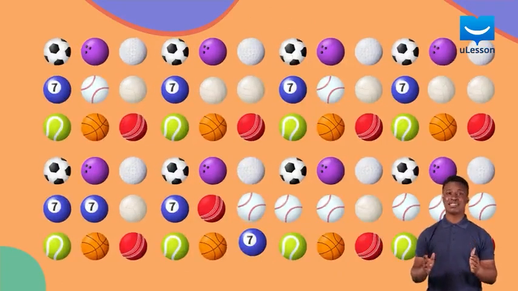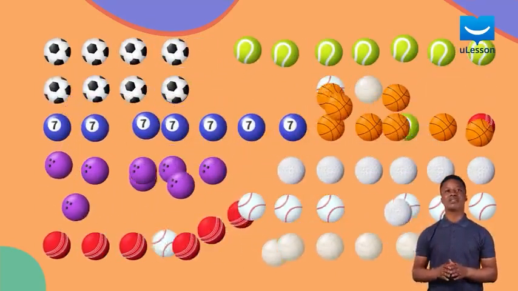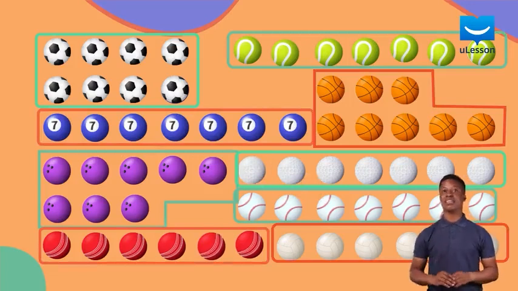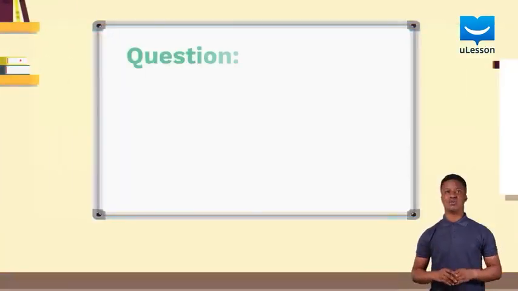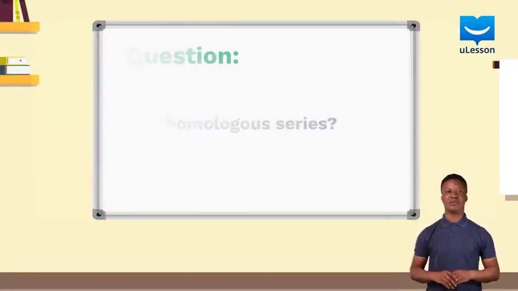You see, just like I mentioned in an earlier lesson, organic compounds are so vast that we cannot possibly study all of them. For this reason, we have grouped organic compounds that bear similar properties into families. These families are what we call the homologous series. A good question now would be, what is the criterion for grouping organic compounds into homologous series? You do not need to ponder for long.